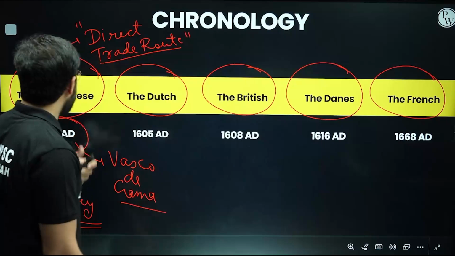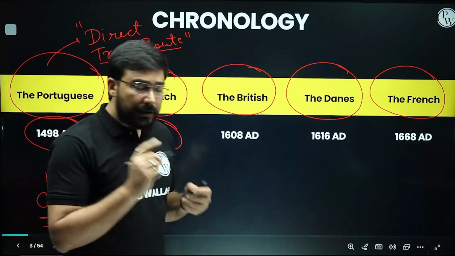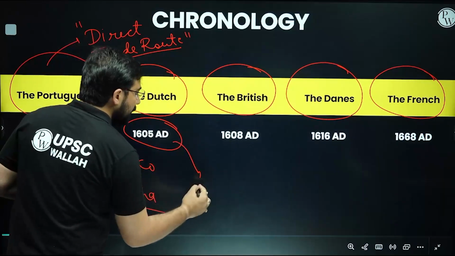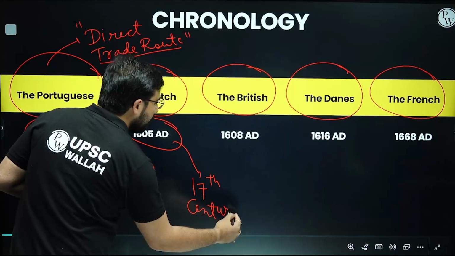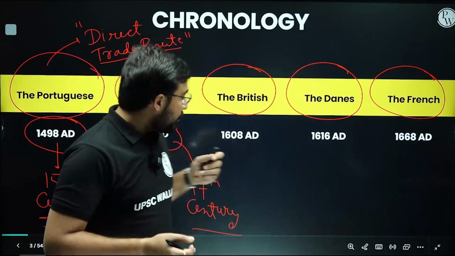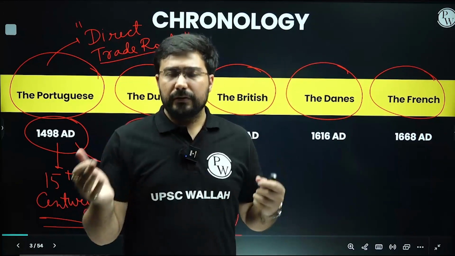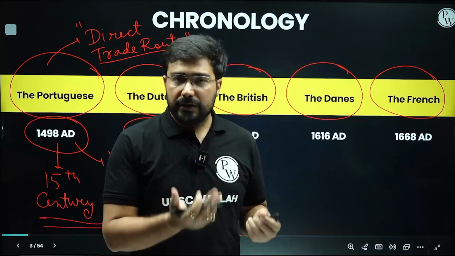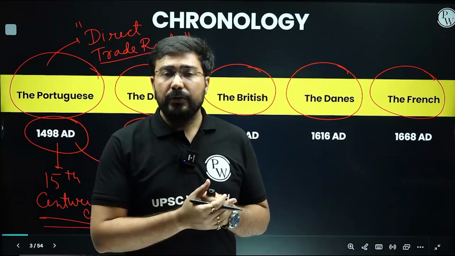The first one was the Portuguese. The second to arrive was the Dutch. The Dutch arrived in the 17th century. So there was roughly a gap of around 100 years between the Portuguese and the Dutch. The Dutch were able to replace the Portuguese to a certain extent in different parts of the world. Like if we take the example of Indonesia, from Indonesia the Dutch were able to defeat the Portuguese. The Dutch also defeated the Portuguese in Indian waters.